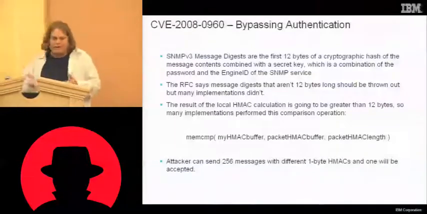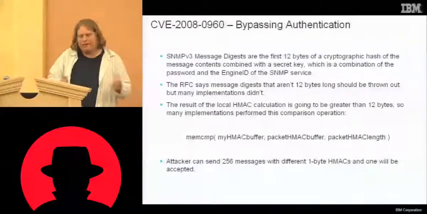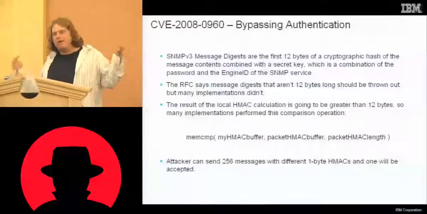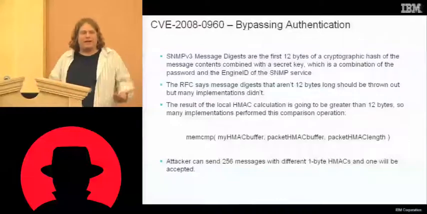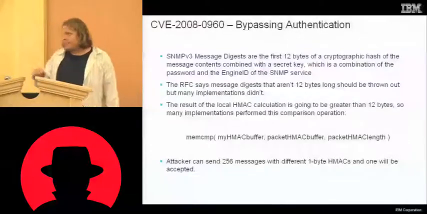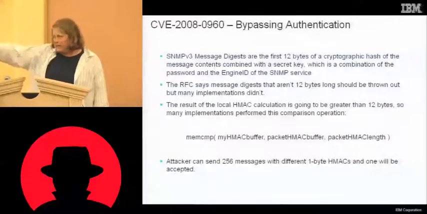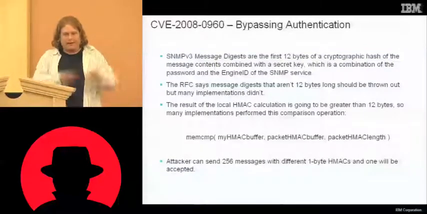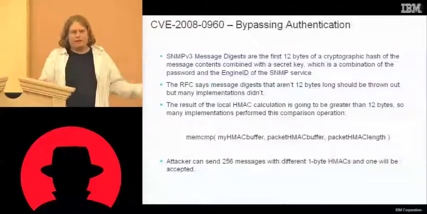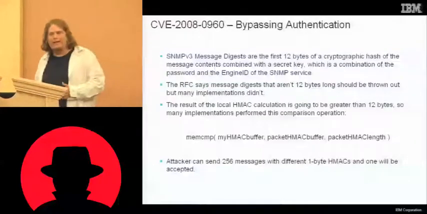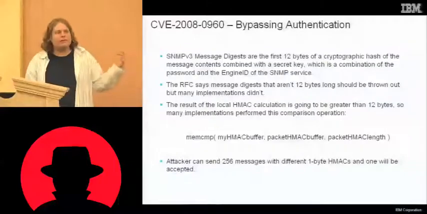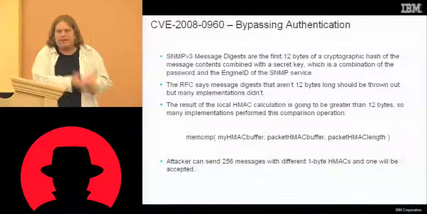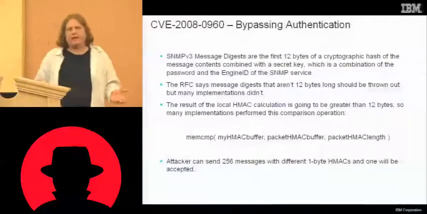And so the next thing the server does is calculate its own HMAC for the packet. And then it wants to compare its HMAC with the HMAC that you sent. And a lot of these comparison operations were implemented as shown. They take the packet's HMAC buffer and their HMAC buffer, and they compare using the length of data that was in the packet. So the consequence of that is that if you send a single byte, as long as that one byte is the same as the first byte of the valid HMAC for the packet, your packet is accepted as valid.